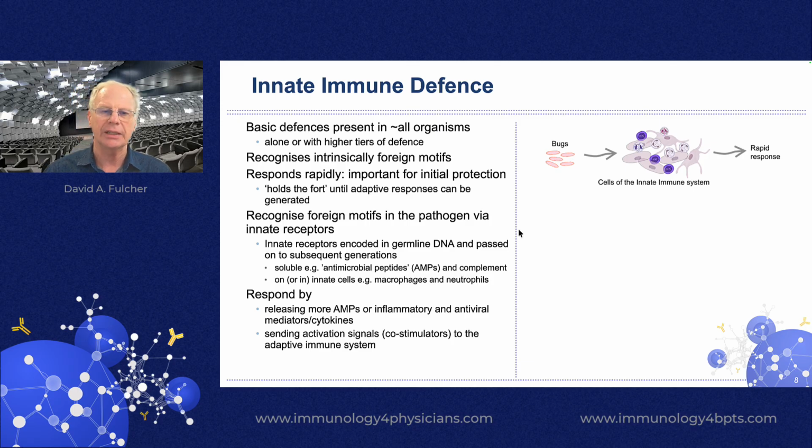Some of the cells of the innate immune system, macrophages, neutrophils, can just ingest foreign things and break them down and prevent them doing any damage. Once the innate immune system is activated, it can respond by releasing more antimicrobial peptides or other inflammatory antiviral mediators or cytokines, which we'll come back to. And once it's done its job, it also sends signals to the adaptive immune system in order to beef it up and make a definitive response.